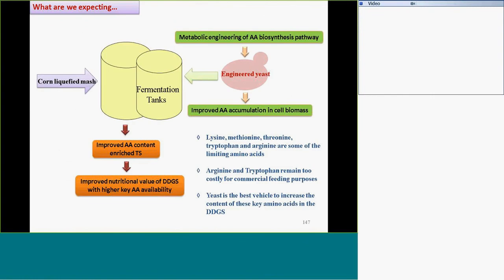Lysine, methionine, leucine are limiting amino acids, and in the DDGS, we can improve these amino acid concentrations. The feed producers don't need to add these amino acids. It's easy for them, for farmers, and they can buy the same feedstock at a lower price.